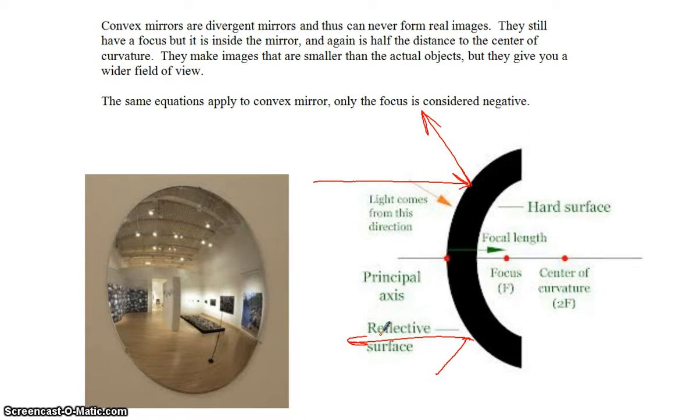When you work with convex mirrors in the mirror and lens equation, you always have to consider the focus to be a negative number because it is behind the mirror instead of in front of the mirror.